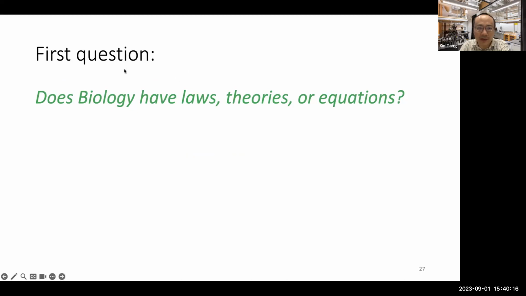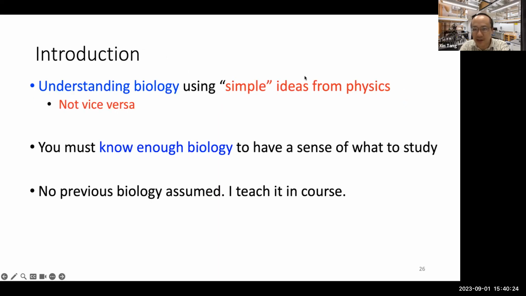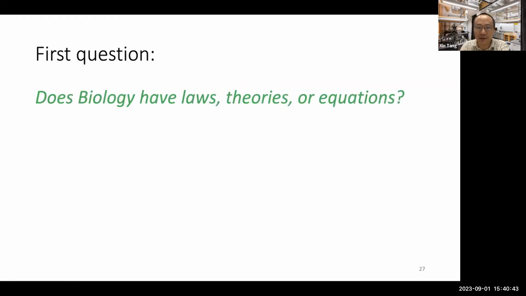So here, firstly, I want to ask you a question. If we want to understand biology using simple ideas from physics, a very fundamental hallmark of physics is that there are many equations, right? Every field in physics has a law, and that law is represented by mathematical equations. Now I want to ask you a question: does biology also have laws, theories, or equations?